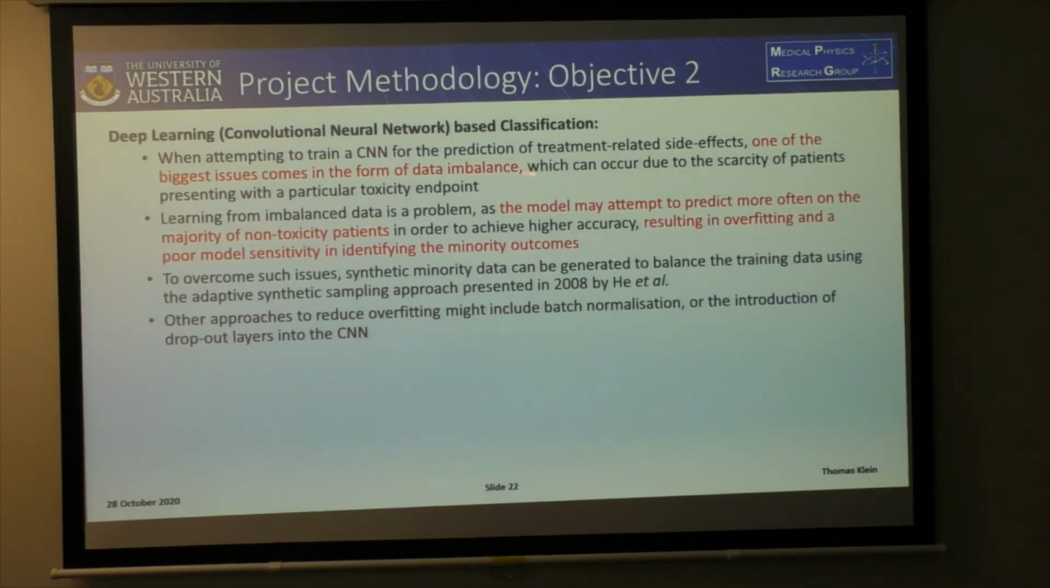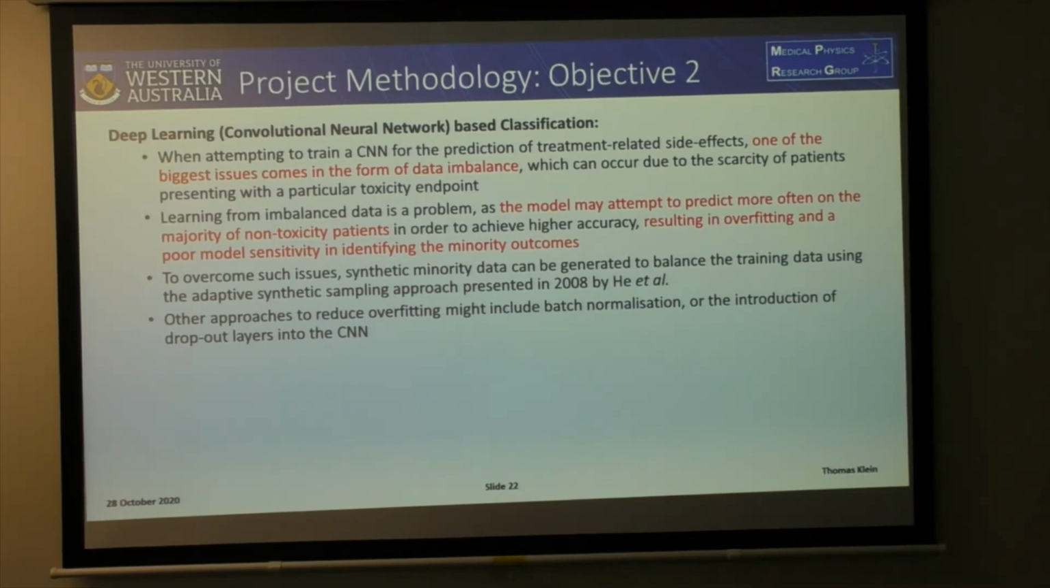When attempting to train a convolutional neural network, one of the biggest issues we face with medical data is data imbalance, which obviously occurs due to the scarcity of patients who may present with a particular toxicity. Learning through imbalanced data is a problem because the model may attempt to predict on the majority of non-toxicity patients to obtain a higher accuracy, which gives us overfitting and poor sensitivity in finding the minority outcomes.